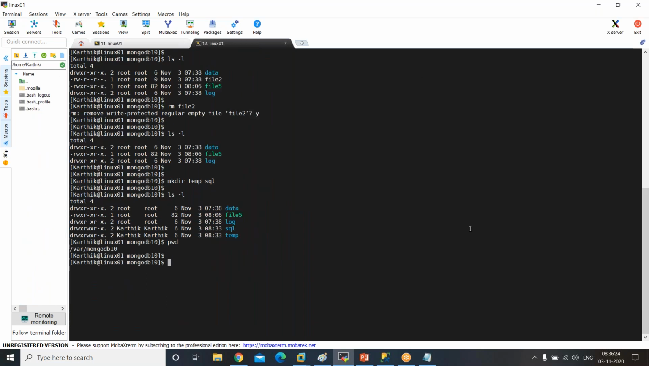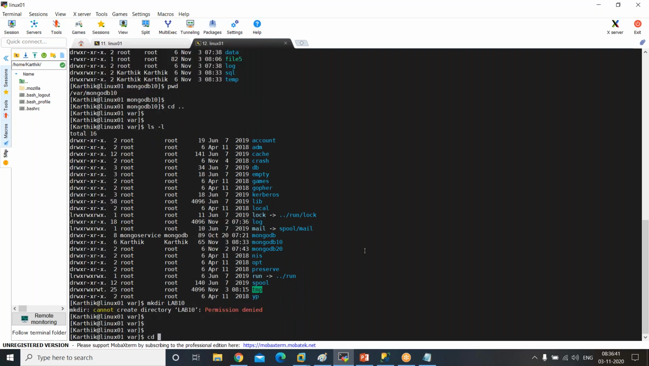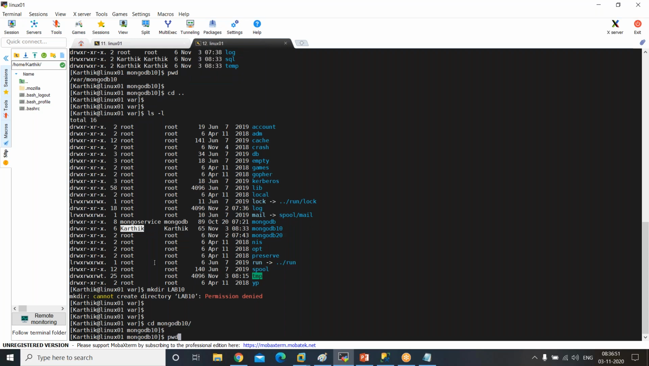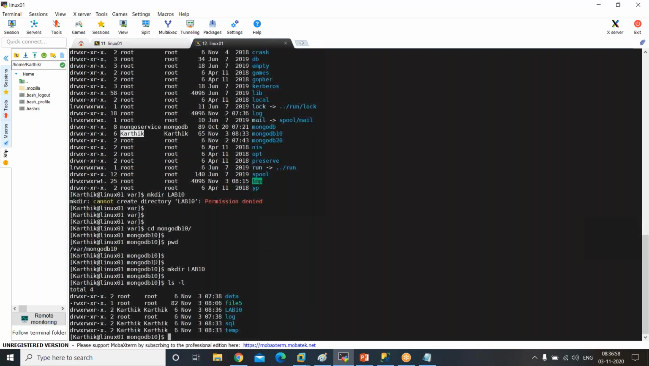So pwd, cd. One minute guys, I'm done. It's too late, I guess, for you people. Under var, you don't own any permission. mkdir lab10, I'm trying to hit it: permission denied. When I go into MongoDB 10, the owner of the directory is Karthik. Now inside MongoDB 10, Karthik can do anything. mkdir lab10, it is created. If you see, the directory is created.